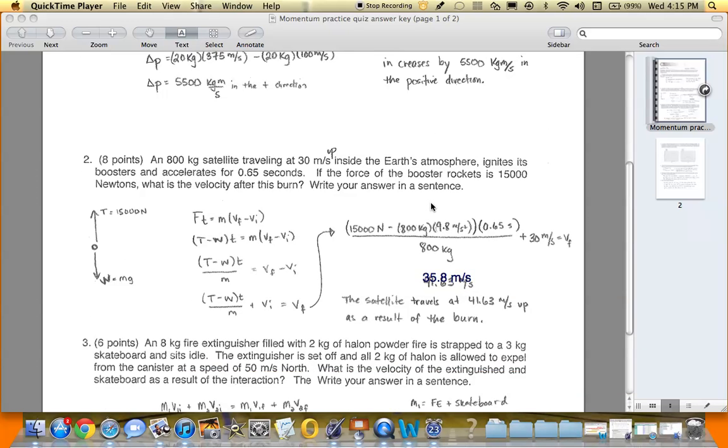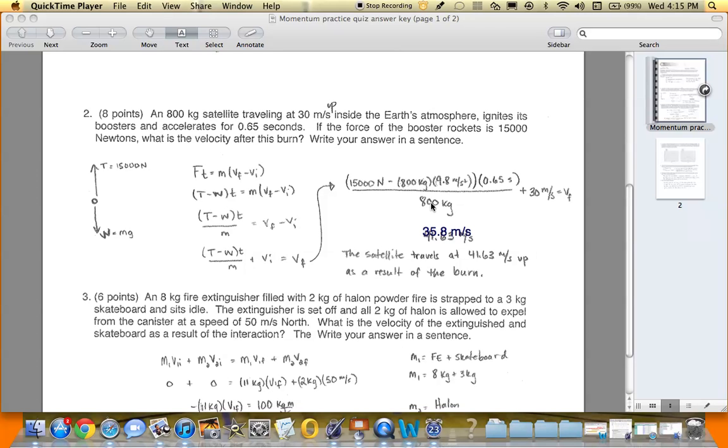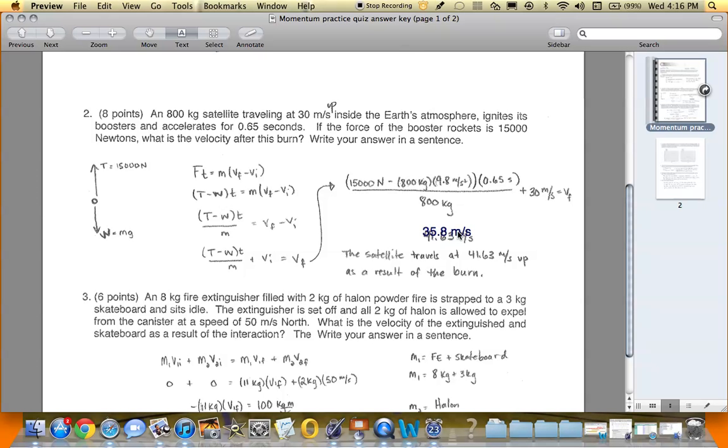Now, the next one, number 2, an 800 kilogram satellite traveling at 30 meters per second up. I meant to say up. I needed to add that little bit in. Hopefully you heard me in class when I said it. Inside the Earth's atmosphere, it ignites its boosters and accelerates for 0.65 seconds. So it's going to accelerate upwards, so it's going to gain speed. So you know that if it's going to gain speed, your answer should be larger than 30.